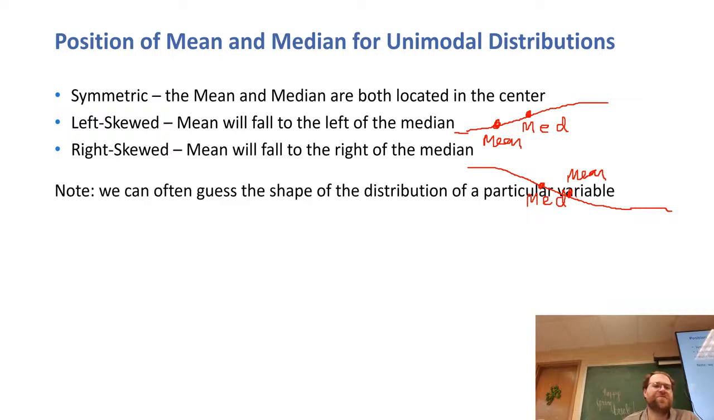You can often guess the shape of a distribution of a particular variable. Generally, if you know the trend taking place, you'll have a pretty good idea on the shape as well. Any questions there?